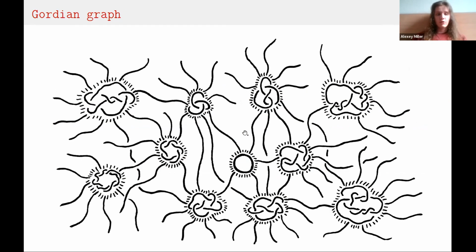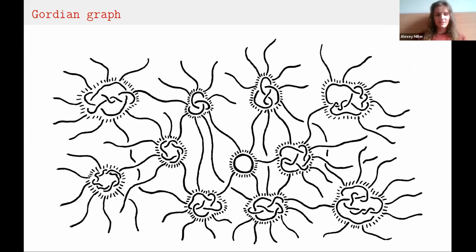The figure shows a small part of the crossing change Gordian graph. The graph, like the graph of most interesting local transformations, has an infinite number of vertices, and each vertex has infinite valency. I draw this like that, many edges.